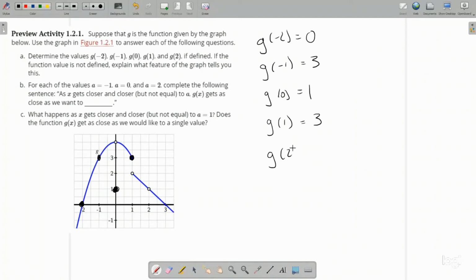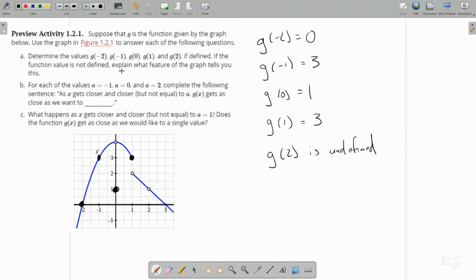G of 2 is also interesting because if you look at g of 2, there's an open circle here, but there's no dot. And what that means is that there is no value of the function. The function is undefined. And so, some people can be lazy, right? Equals undefined. Really, it should be a sentence. G of 2 is undefined. And so that's the first part.